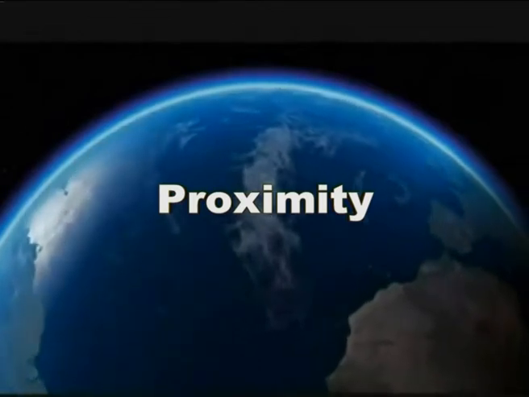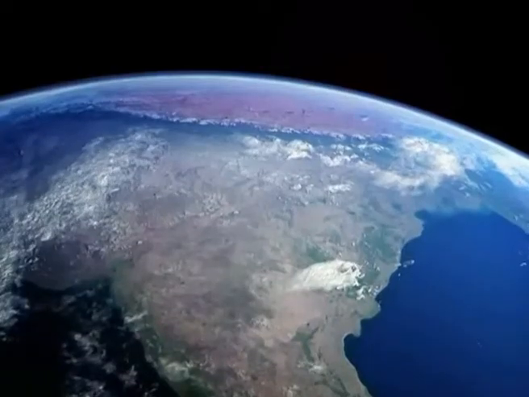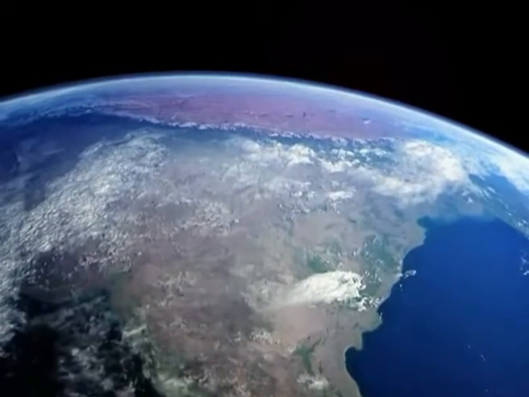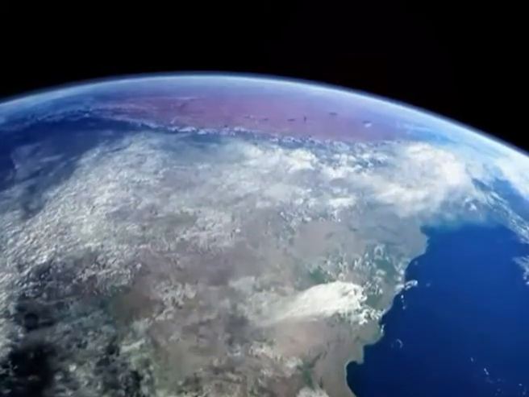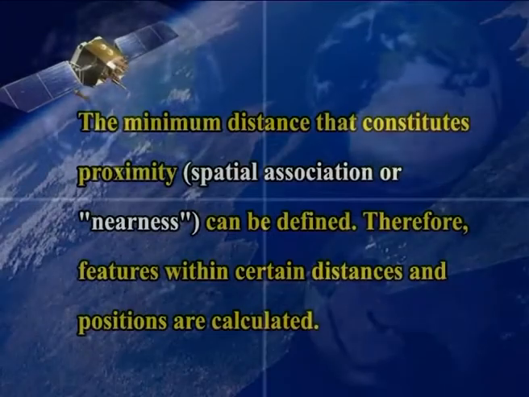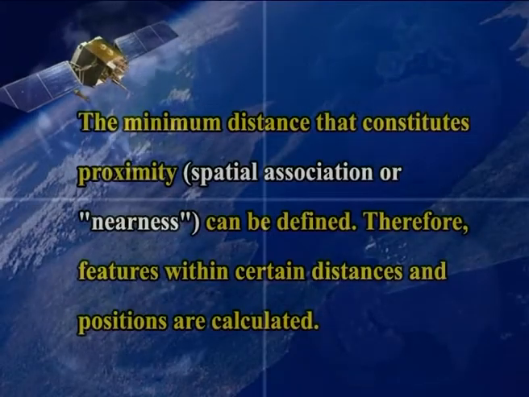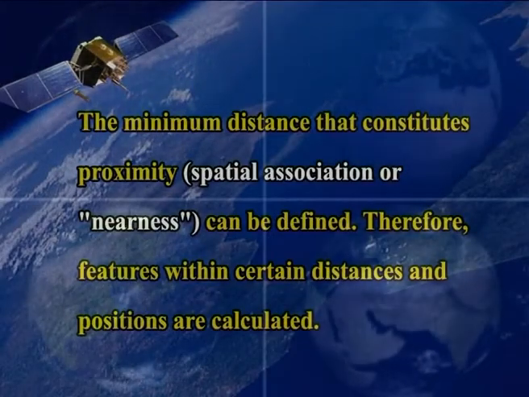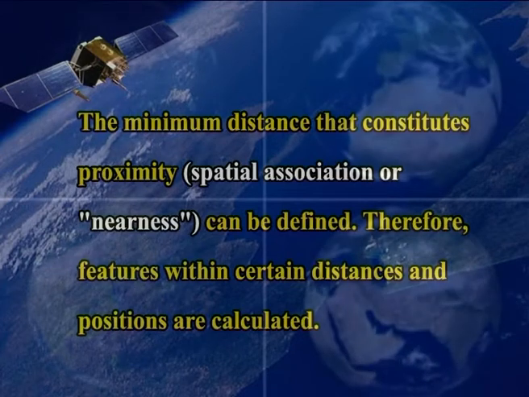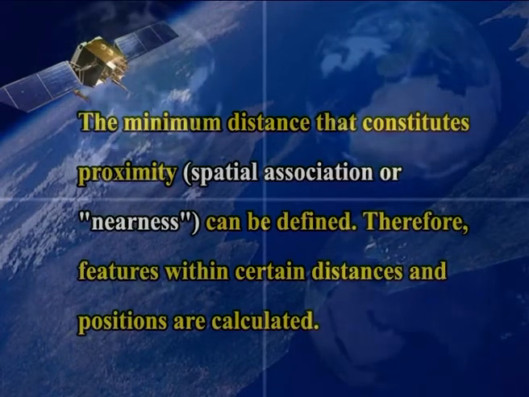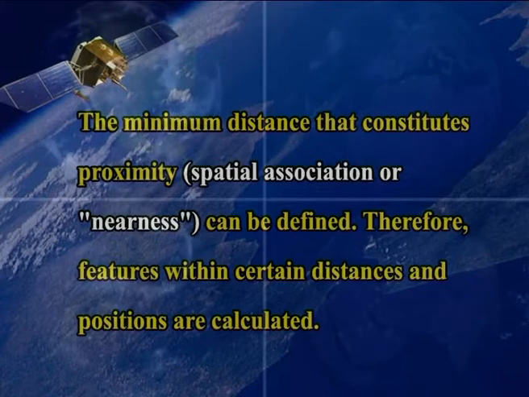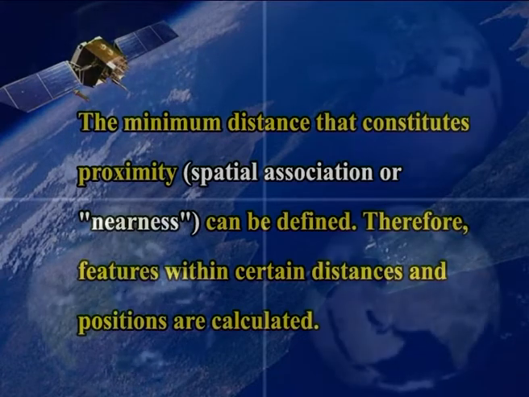Sixth, proximity. As in adjacency, distance is an important spatial factor of the position of features. The minimum distance that constitutes proximity, that is spatial association or nearness, can be defined. Therefore, features within certain distance and positions are calculated. In the illustration, the distance from C has been set at 2 km and only feature B has the required proximity.